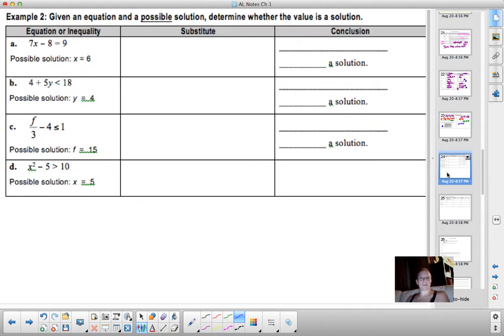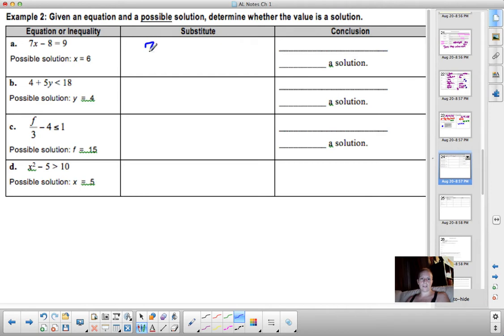Let's work through example 2. Example 2 is talking about solutions. Here's my given equation or inequality, and you're asked, if you have 7x minus 8 equal to 9, is it possible that x is equal to 6? To do these problems, we're going to go ahead and substitute in.